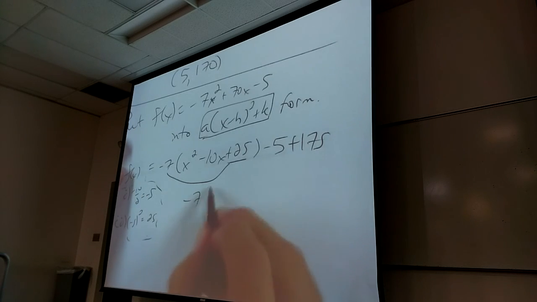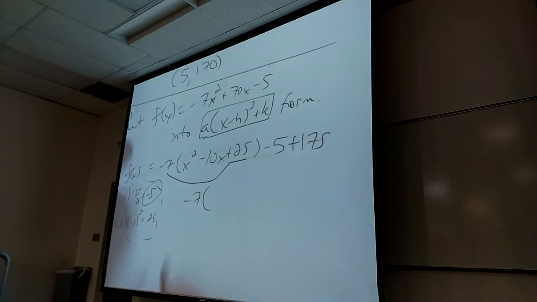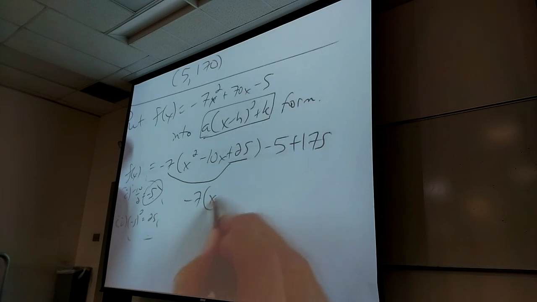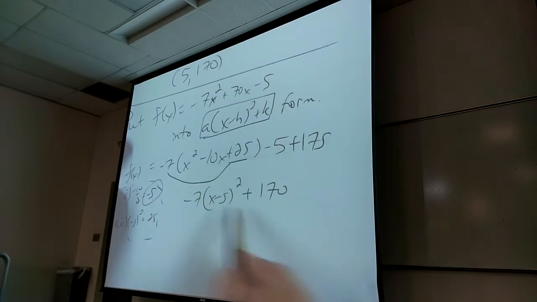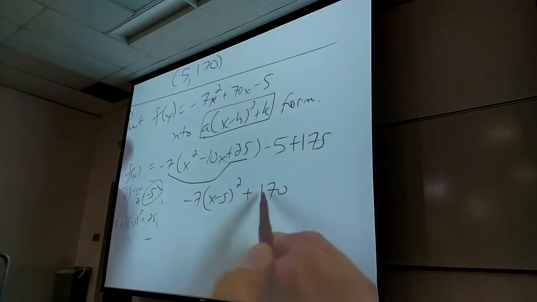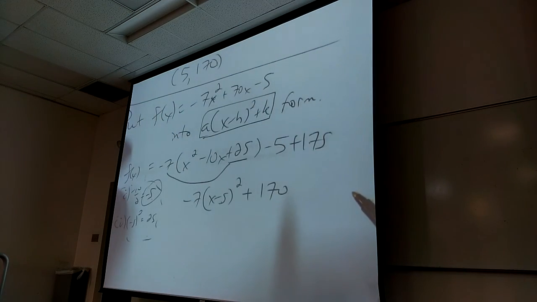So now we get negative 7. How do I factor this? x minus 5 squared plus 170. Does it verify what we saw up here? Yep. 5, 170. That's what x equals, make it all official. Cool. I like it.